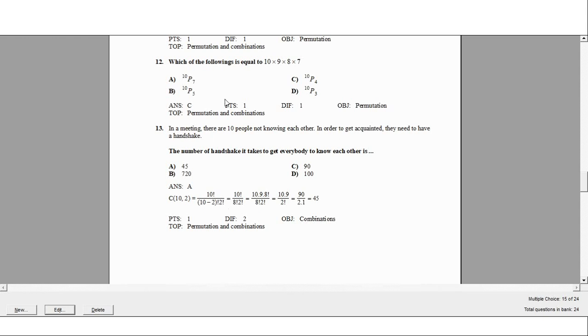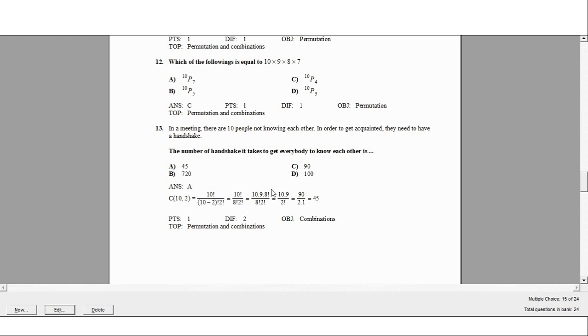Okay, so different from the permutation. 10 factorial over 10 minus 2, which is 8 factorial, and then 2 factorial. And then again, we need to solve this one, right? So you expand 10 times 9 times 8 factorial. Why stop at 8 factorial? Because we have 8 factorial here, right?